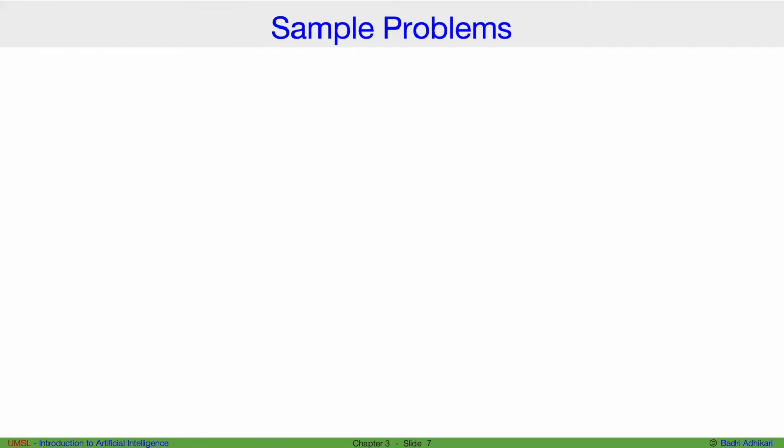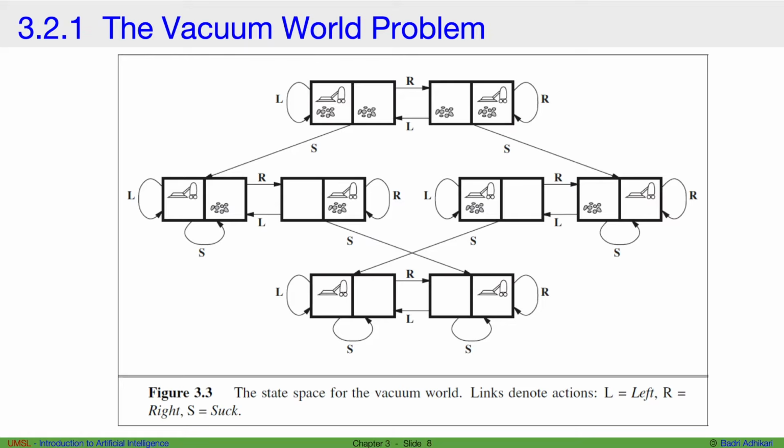Before we look into search algorithms, let's first look at some sample search problems. We already talked about the vacuum world problem. This is one search problem. In this slide, we will focus more on understanding the state space for the vacuum world problem. In other words, what does a state space look like? Say here's where our problem begins. This is your room A, room B, and here's your vacuum cleaner agent. And there's dirt in both rooms.